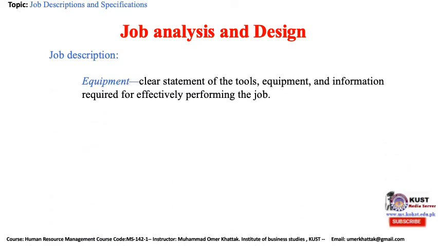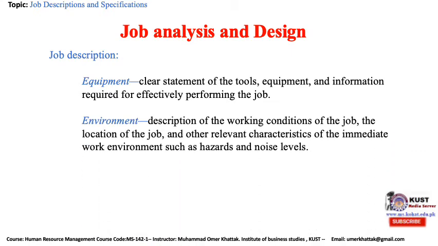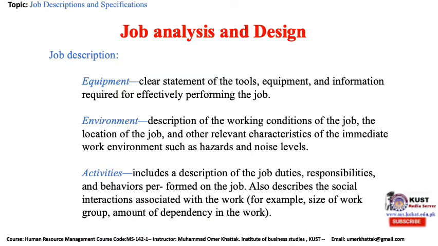Equipment: a clear statement of the tools, equipment, and information required for effectively performing the job. Environment: a description of the working conditions of the job, the location of the job, and other relevant characteristics of the immediate work environment such as hazards and noise levels. Activities: includes a description of the job duties, responsibilities, and behaviors performed on the job. It also describes the social interactions associated with work, for example, the size of the work group and the amount of dependency in the work.